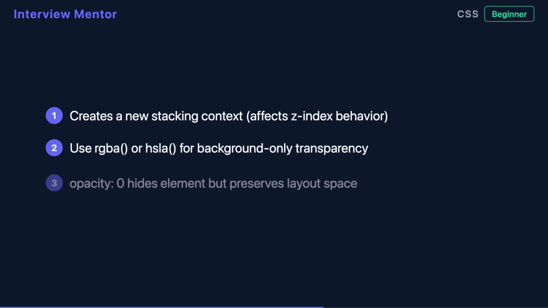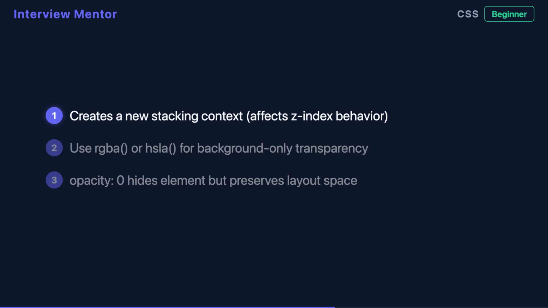Two important side notes. First, using opacity creates a new stacking context, which can affect how elements layer on your page. Second, if you only want to make the background transparent but keep text opaque, use RGBA or HSLA colors instead of opacity. That gives you more precise control.